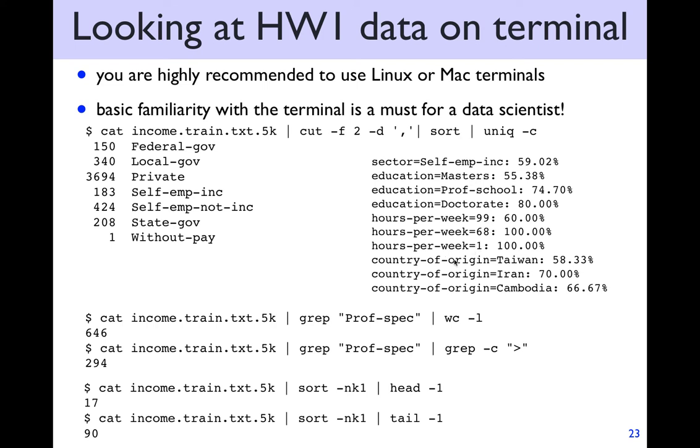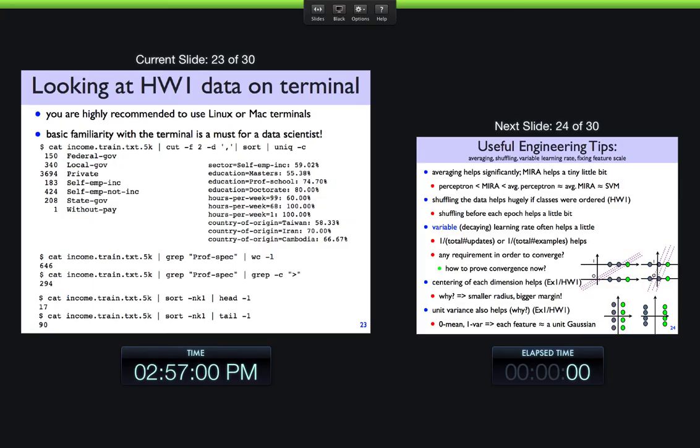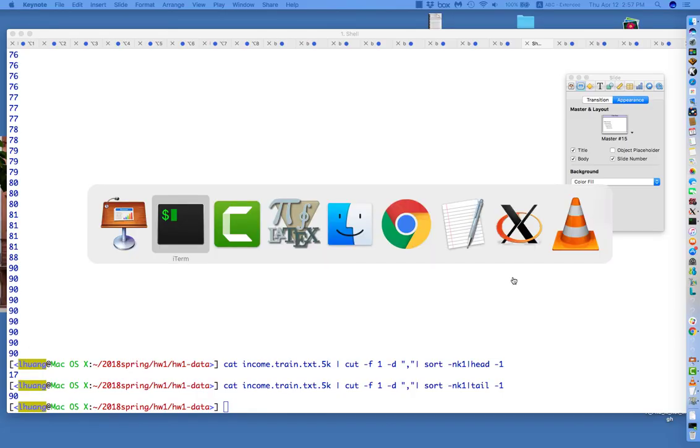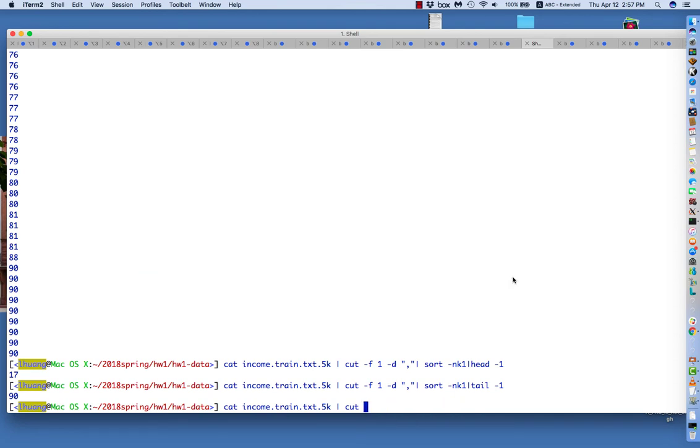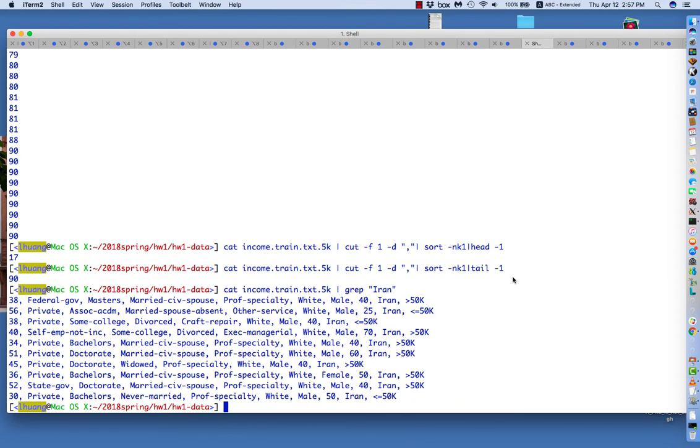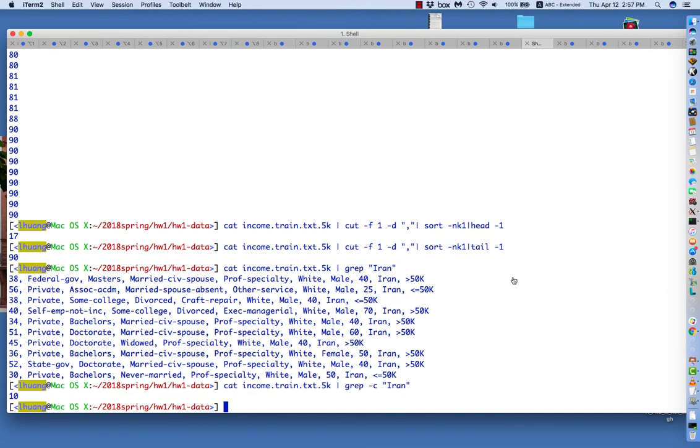Country of origin equals Iran is the most interesting. It actually has 70% positive. And if we look at those Iranian Americans, okay, how do I do that? Our favorite friend, grep Iran. Okay, so how many people are coming from Iran? Well, -c, only 10 people. But among these 10 people, seven of them, yeah, are positive.